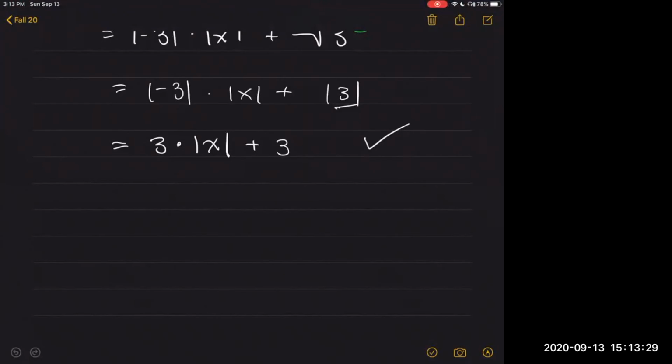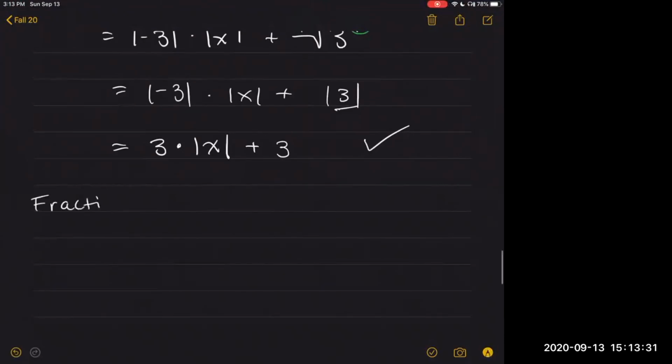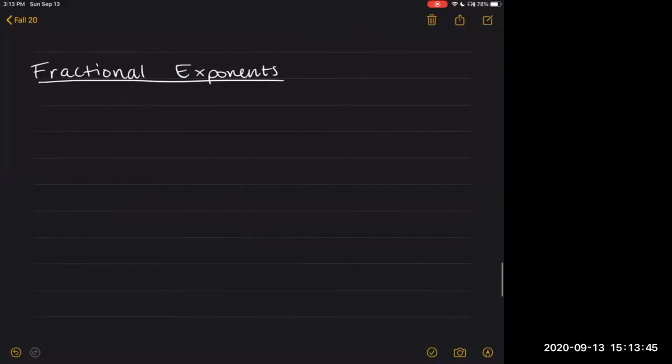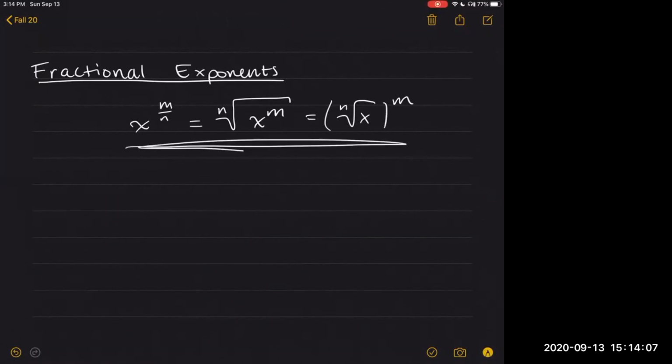So now let's talk about fractional exponents. And we discussed these a little bit earlier, we touched on them, but I want to go over them in particular because they can be a little tricky, or at least a little scary. So let's say we have x to the m over n power. And as we saw before, this becomes the nth root of x to the m, which is just the same thing as the nth root of x all to the m power. So if we just stick to this rule here, we will be okay.